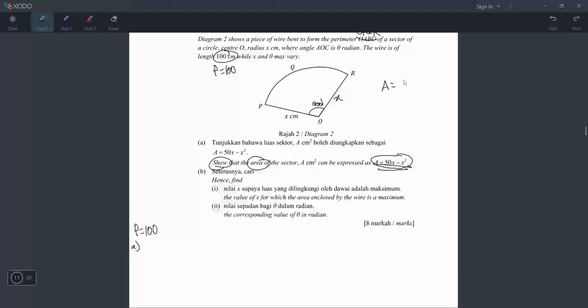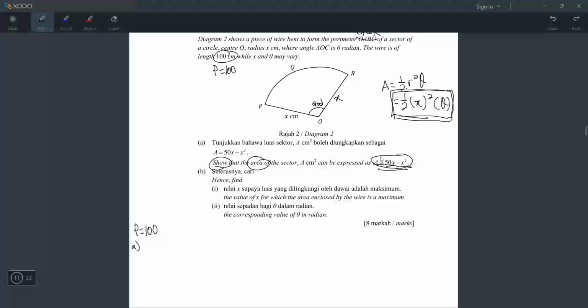Well, in circular measure, the area of sector formula is 1 over 2 r squared theta, right? But for this question, for the r, they use x, right? So the r is x. And for the theta, they never give you, so we will just write theta. But if you do it like this, you can see the problem. They want my final answer to look like this, 50x minus x squared, not like this, right? So if you do it like this, it means you never show that the area is this also. It's because they are not the same.